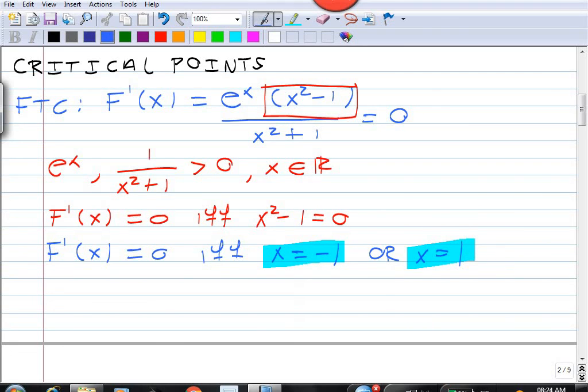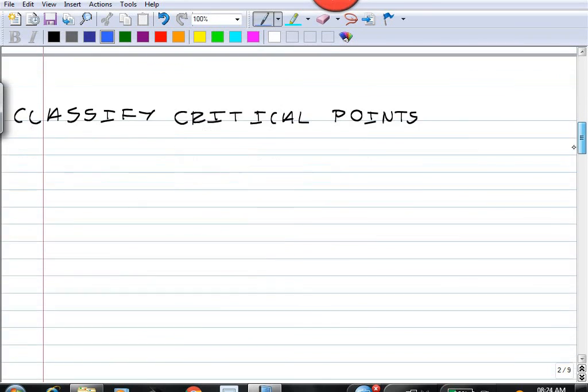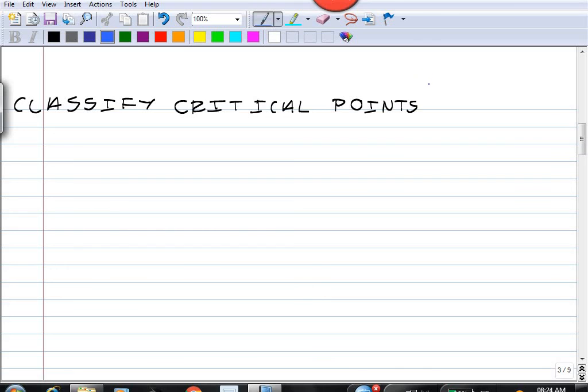Now that we found the critical points, we need to investigate what happens to f at the critical points. In other words, we need to classify the critical points either as a local maximum, a local minimum, or as a saddle point. Now you'll recall that there are two ways of doing this, or at least two ways: the second derivative test and the first derivative test. Now we're going to use the first derivative test, which means we have to look at the sign of the derivative.